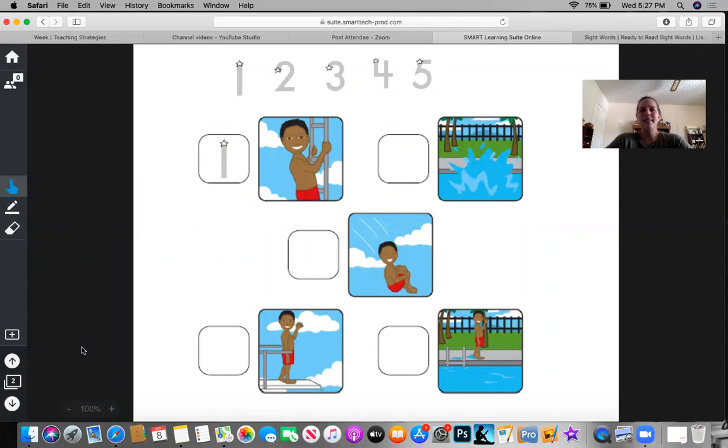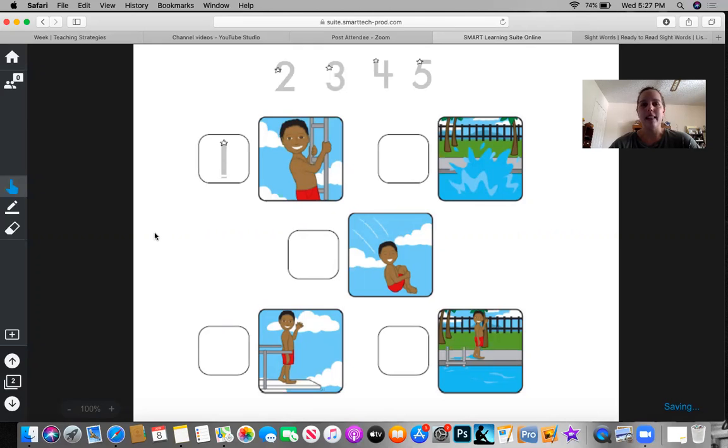All right, so look at this. We have a boy and a swimming pool and a diving board. Let's go through this together. So I'm gonna give you a moment to look at the pictures, kind of sort them out in your mind, which one comes first, second, third, fourth, and fifth. Okay, you ready? All right, so we've already got you started. First is the boy climbing the ladder. Okay, that was easy peasy. So let's move our number one right down there.